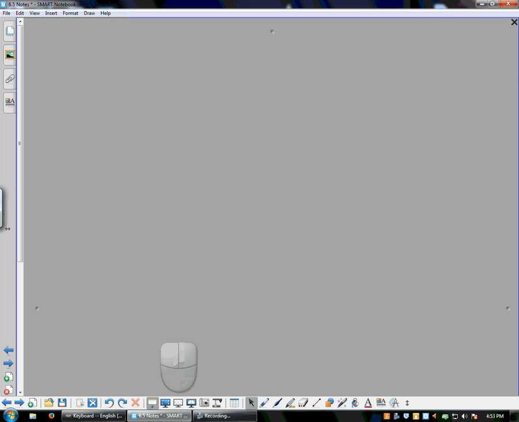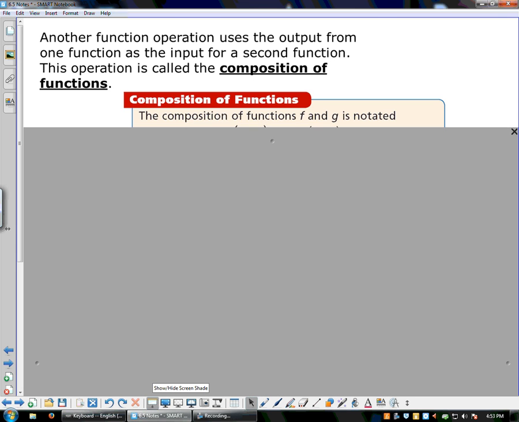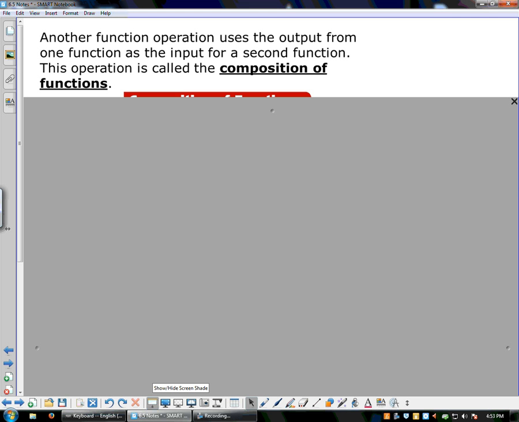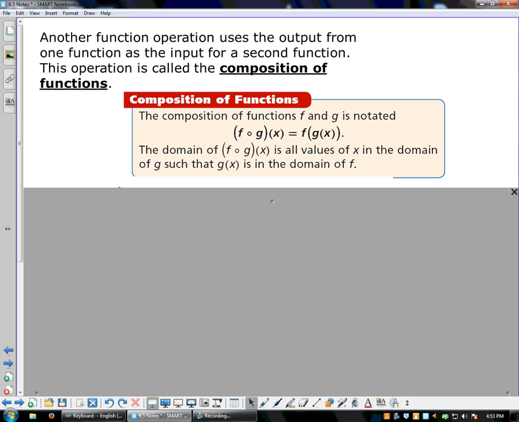So the next part of this section is about composition. So here's that vocab word we had. Another function operation uses the output from one function as the input for a second function. So it's the answer you get from one, you use as a number you plug in for another. So this operation is called the composition of functions. So here's some notation from the book on what this looks like. When we use composition, we're going to use this new symbol, which is kind of like a little circle here in the middle. And another way to write that is kind of like a nested function where we have g of x inside f of x.